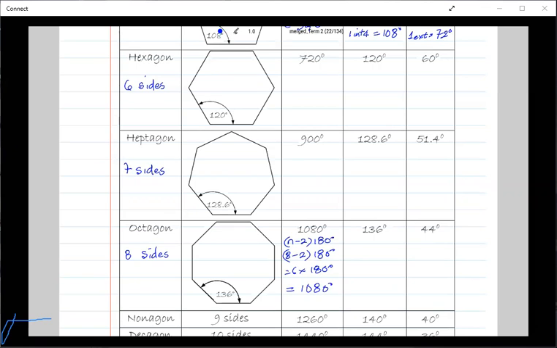Now, the 8 interior angles, which are all equal, add up to 1080 degrees.